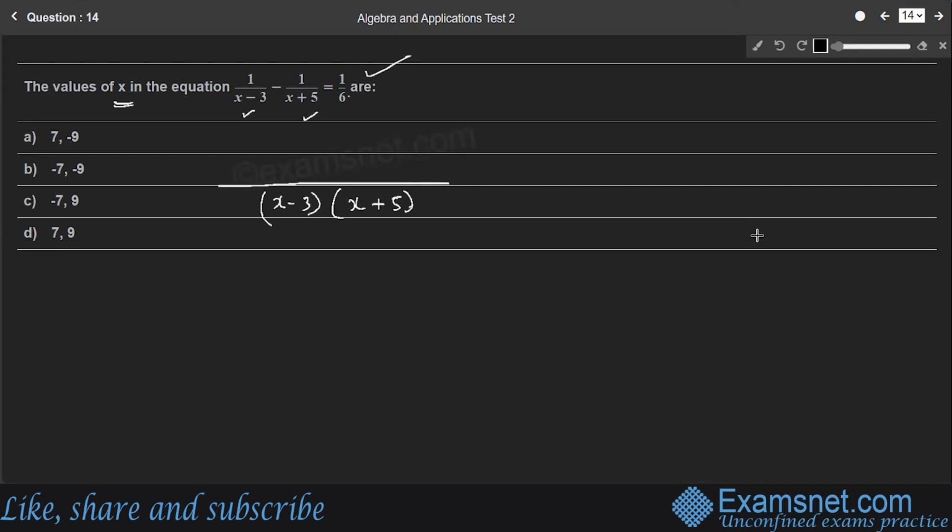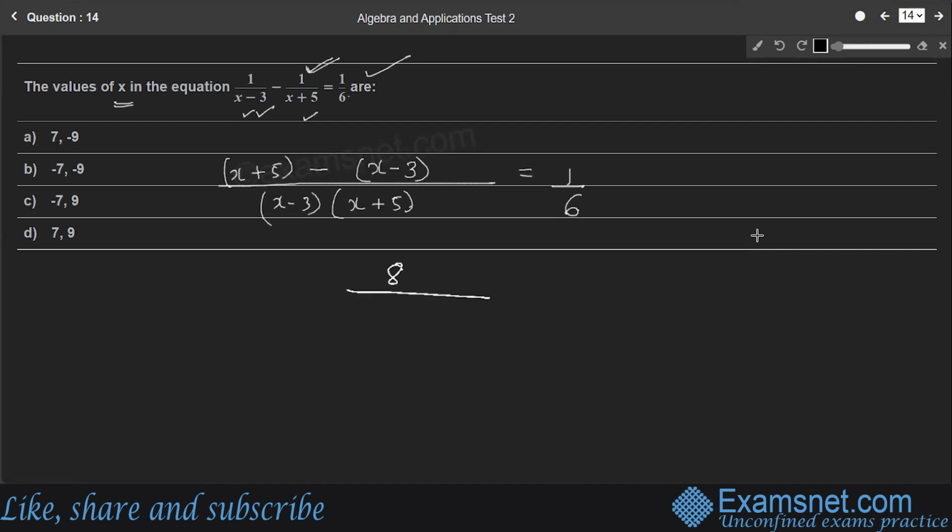So the LCM is (x minus 3) into (x plus 5). Therefore, the numerators become, since x minus 3 is the denominator, multiply the numerator by x plus 5. It becomes x plus 5 into 1, which is x plus 5, minus, multiply the second numerator by x minus 3, since x plus 5 is the denominator. So x minus 3 into 1 is x minus 3 itself, is equal to 1 by 6. Therefore, the numerator becomes x plus 5 minus x plus 3, which is 8. 5 plus 3 is 8, and x minus x becomes 0.